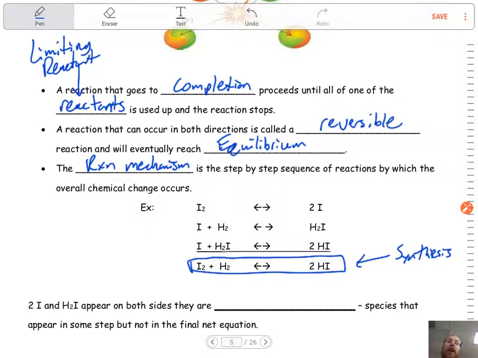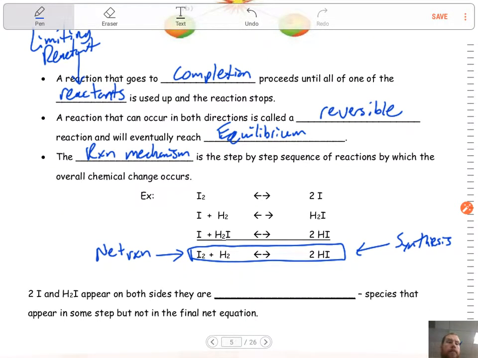But it doesn't just happen in one step. First thing that has to happen is iodine is going to split up into two iodine atoms. Then one iodine is going to react with a hydrogen molecule to produce H2I. Then another one's going to come along to react with that to then produce 2HI. So it's not just as simple as one step like we've seen until this point. What we're seeing down here is the net reaction, just what's left over. But there's all these other reactions that took place.